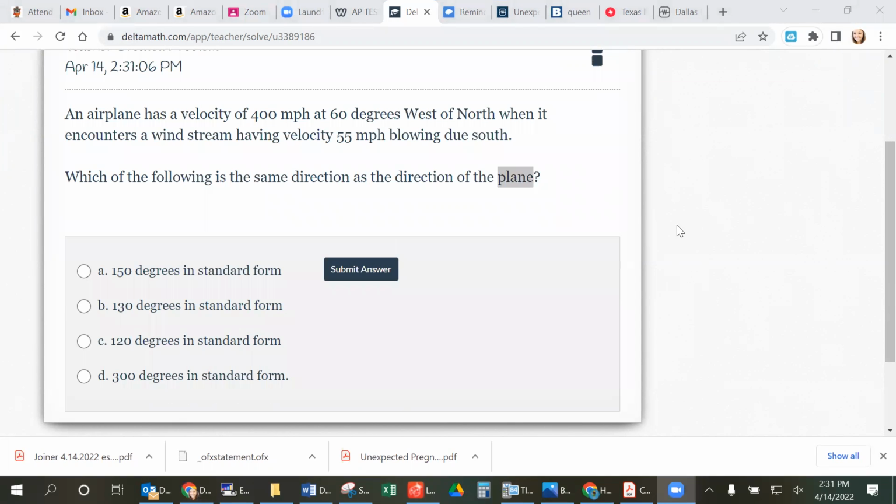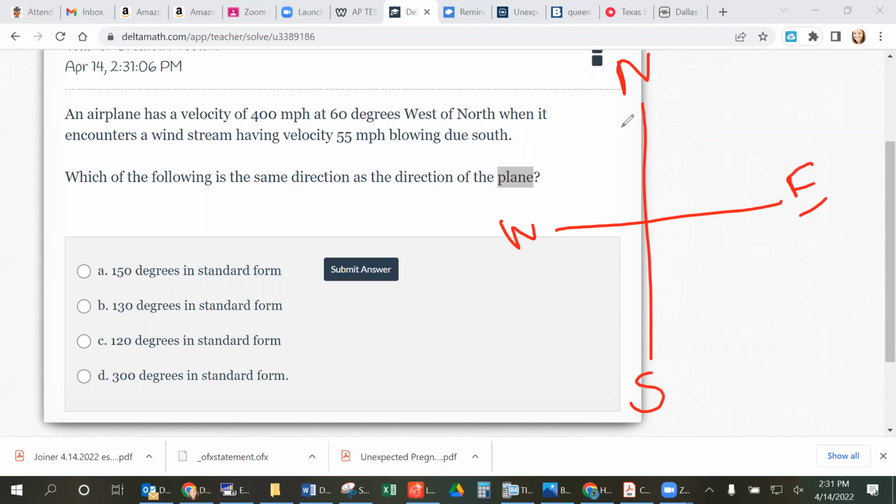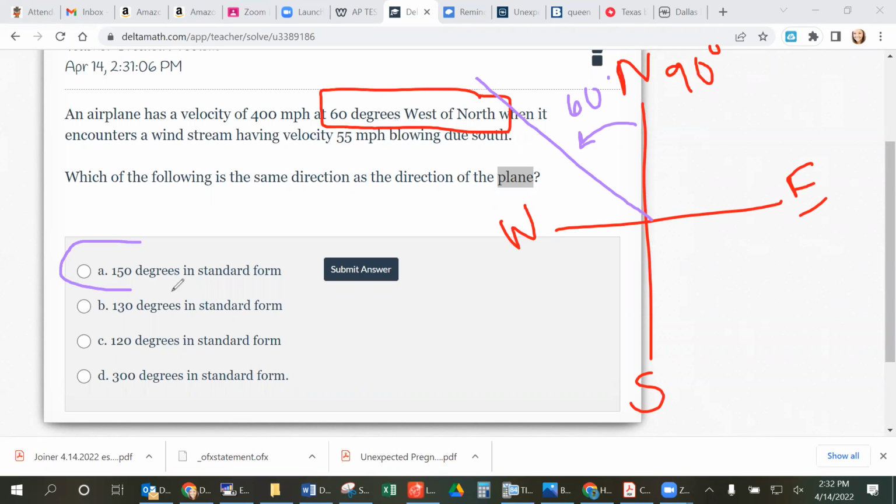I'm going to start off by drawing my compass. This is north. Never eat soggy waffles. I want to go 60 degrees west of north. How many degrees is north? 90. And then I want to go 60 degrees to the west. That means I want to go this way 60 degrees. Well, then should I add it or subtract it? What is 60 plus 90? 150. So you should be picking answer A.